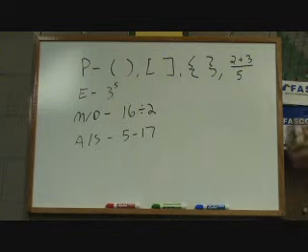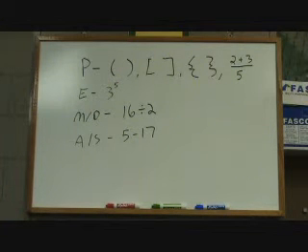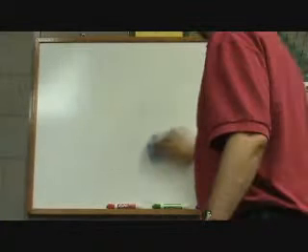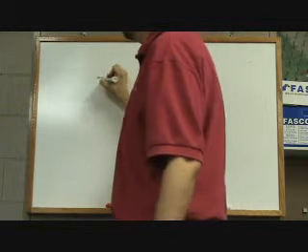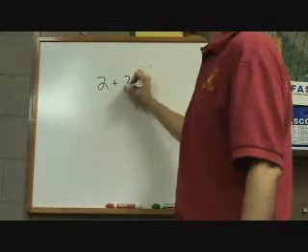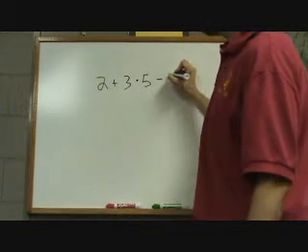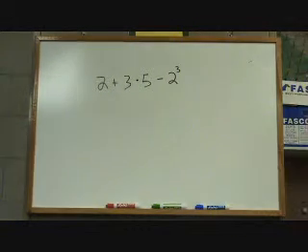Now, why is this important? This is important because these are the order in which we perform operations in any given problem. So let me give a couple example problems before we close. Most problems will look something like this: 2 plus 3 times 5 minus 2 to the 3rd power.